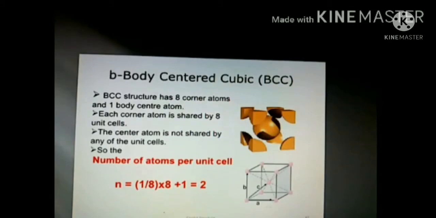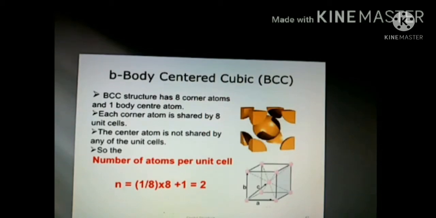BCC is body center cubic. The BCC structure has 8 corner atoms and 1 body center atom. Each corner atom is shared by 8 unit cells, while the center atom is not shared with any other unit cell. So the number of atoms per unit cell is 1 by 8 into 8, which is equal to 1, plus 1, is equal to 2.